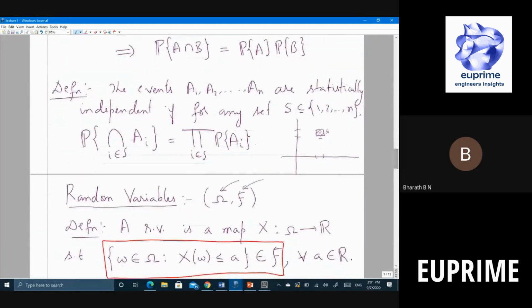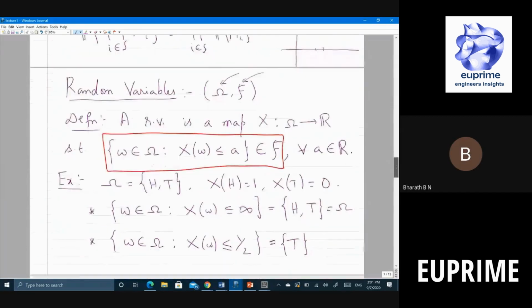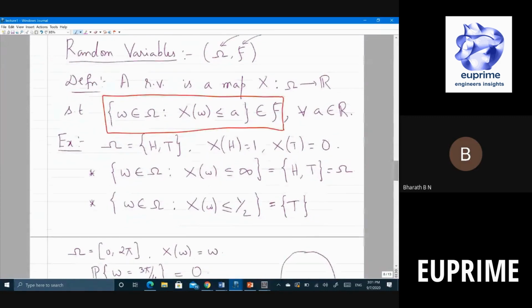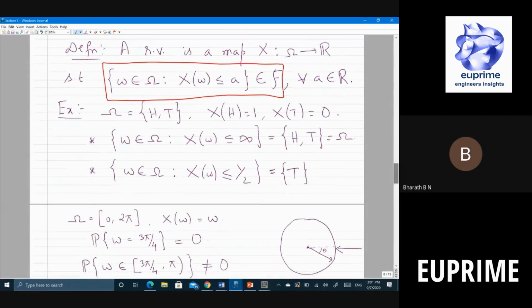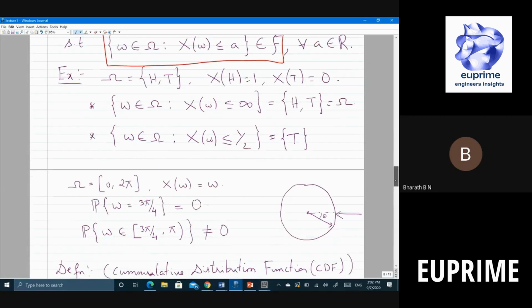And we defined what is known as independence. For example, we say that A and B are independent if the probability of A intersection B is the product of the probabilities. Then we defined what a random variable is. Essentially, it's a mapping from the sample space to R, such that you look at all those outcomes which got mapped to a number less than or equal to a. That should be an event for all a, because we need to attach probabilities to such things.